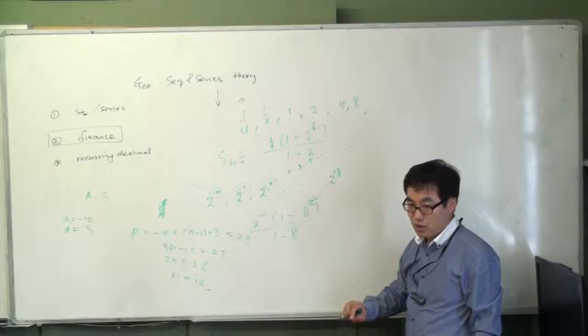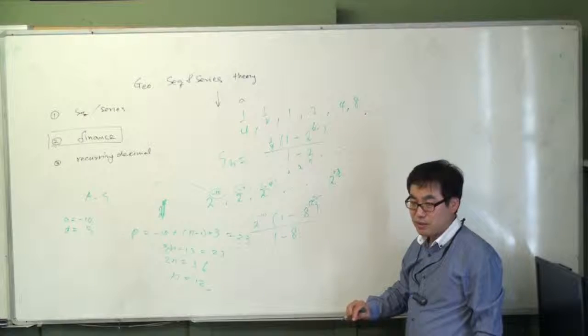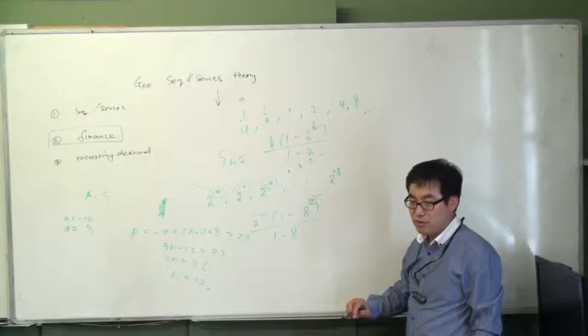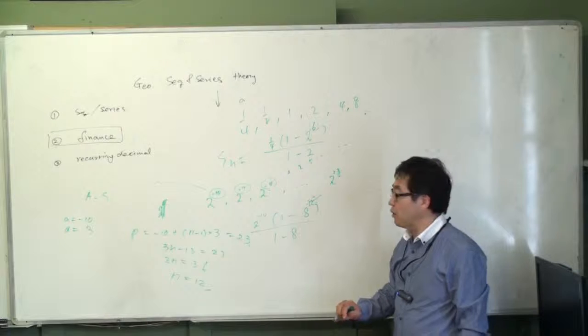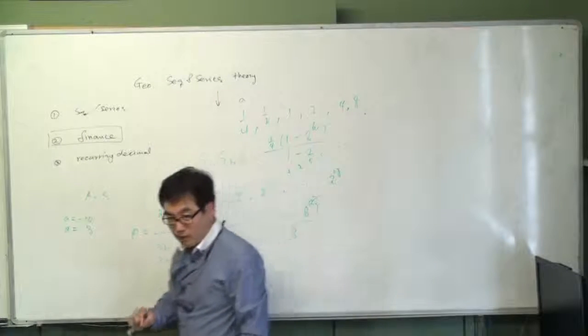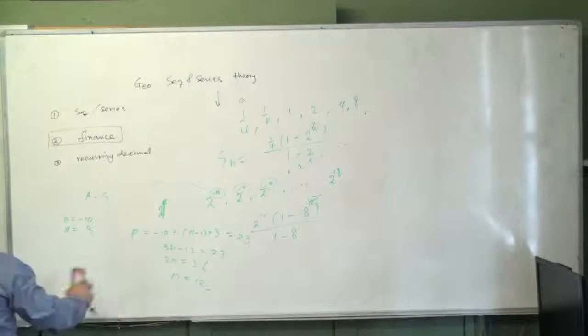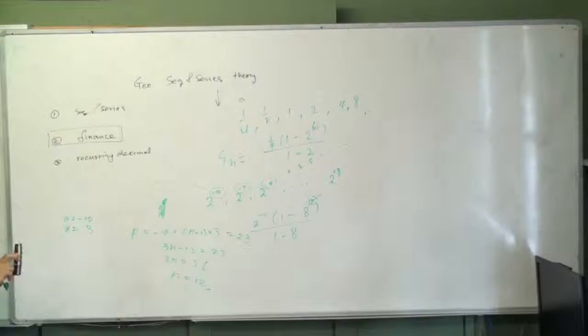Sorry if this is a trivial question, but in textbooks, why do they separate this formula into r greater than 1 and r less than 1? Okay, I'll tell you later. Any questions so far?